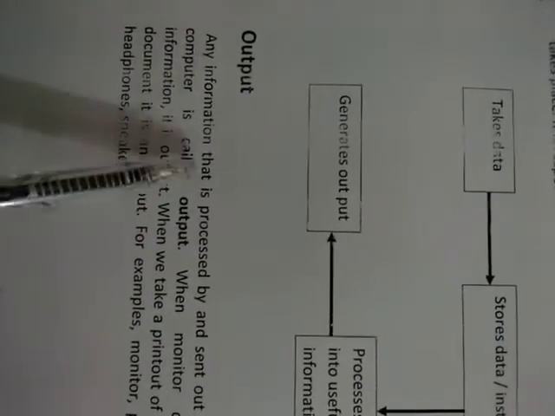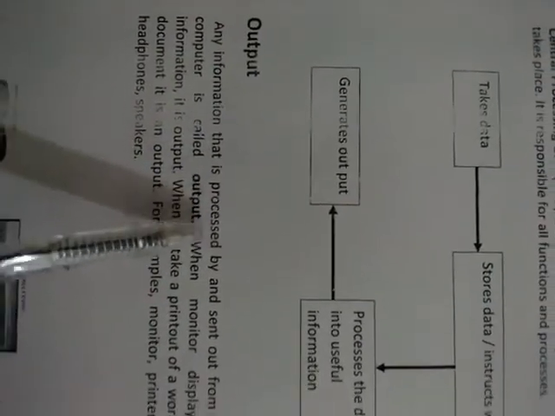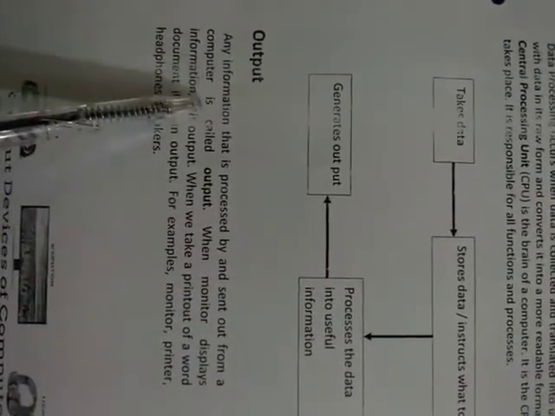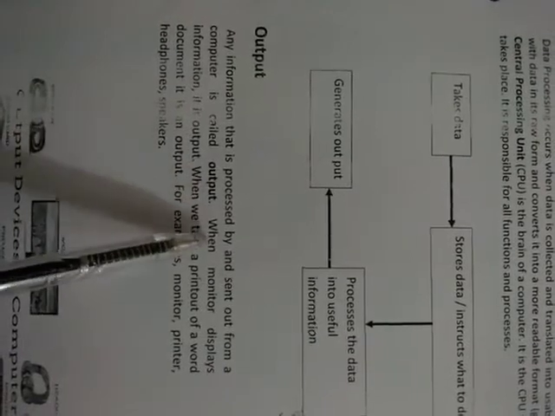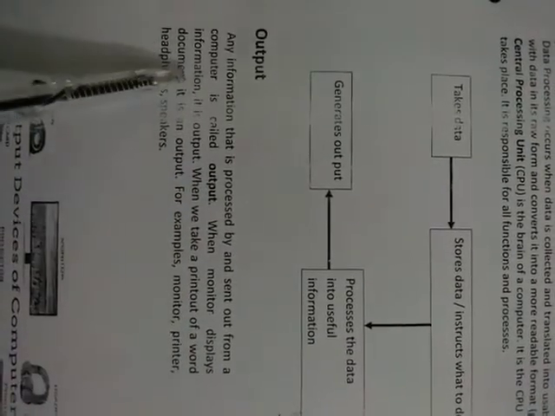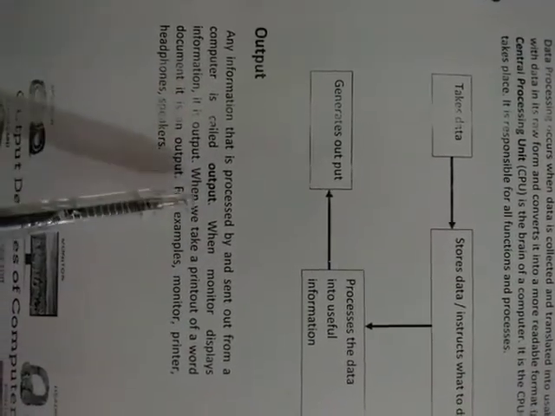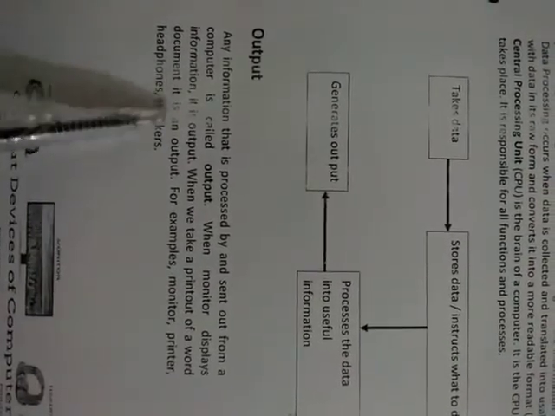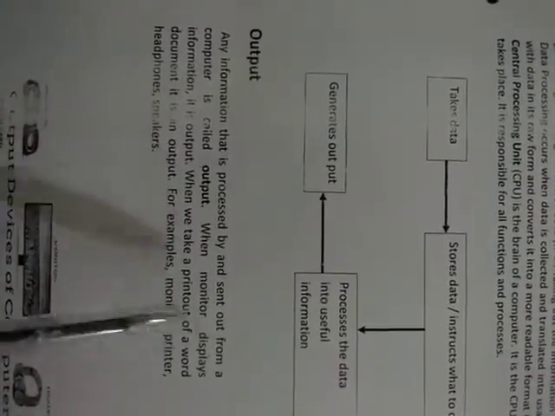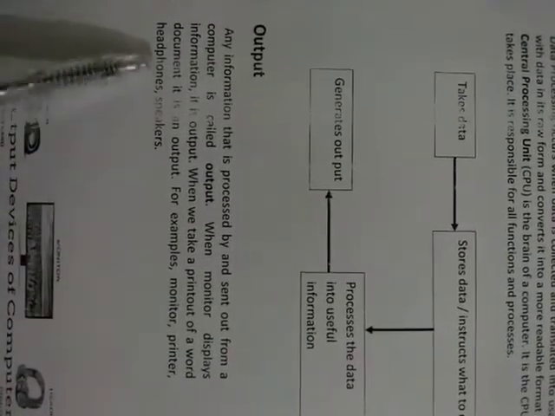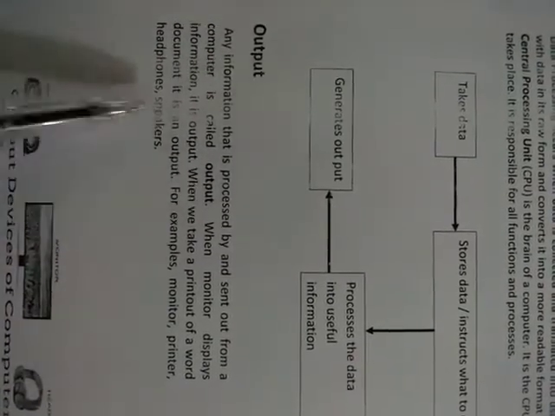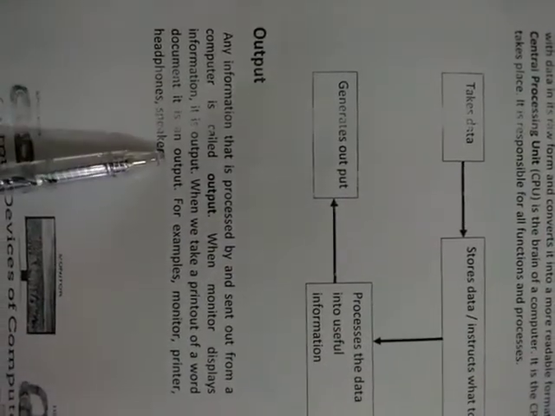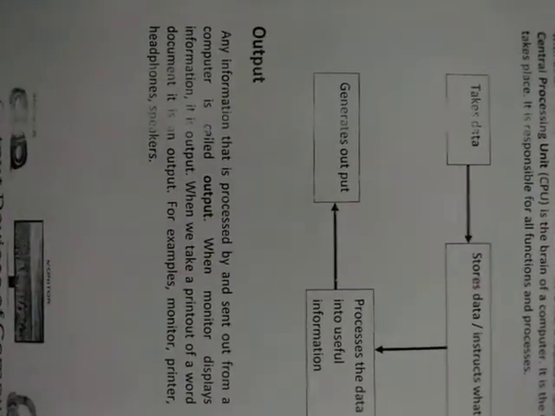Output. Any information that is processed by and sent out from a computer is called output. When a monitor displays information, it is output. When we take a printout of a Word document, it is an output. For example, monitor, printer, headphones, speakers. So students, it's time to understand all the important points.